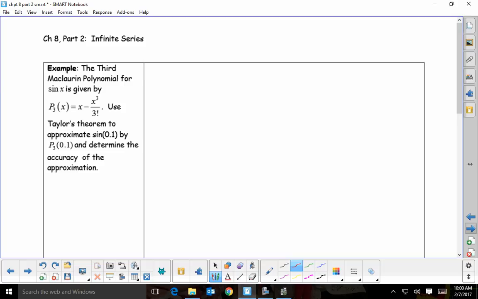Austin. Okay, the third Maclaurin polynomial for sine is given by this guy. Okay, so it's just the third degree. Oh, hold on. The third Maclaurin polynomial for sine, centered at 0, is given by, sorry, this is the same as the Lagrange. That's what we just saw, right? The Lagrange or Taylor's theorem. You could call them both ways. It wants me to approximate the sine of 0.1 by p sub 3 of 0.1 and determine the accuracy.